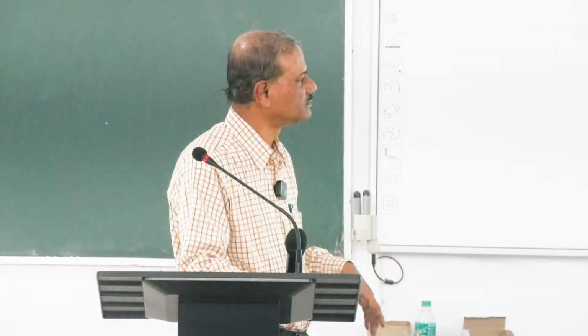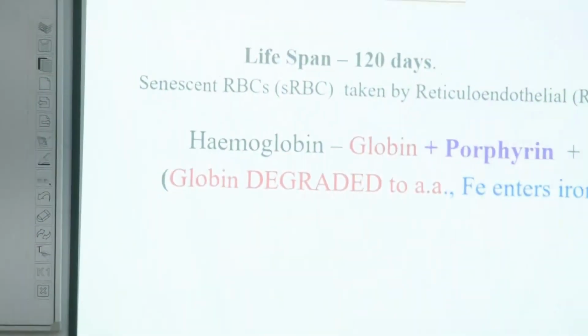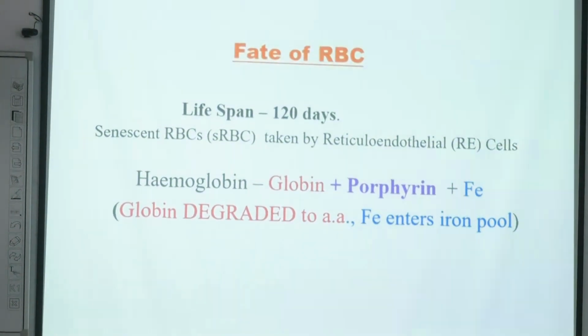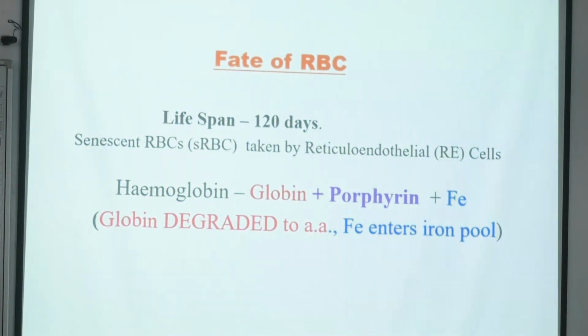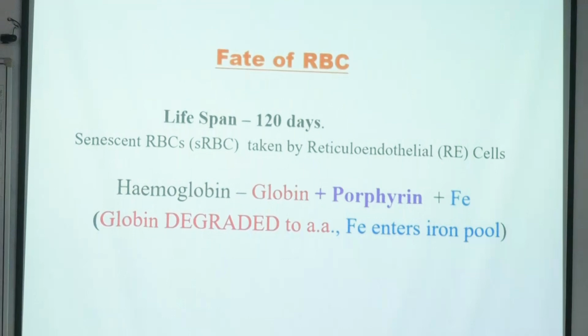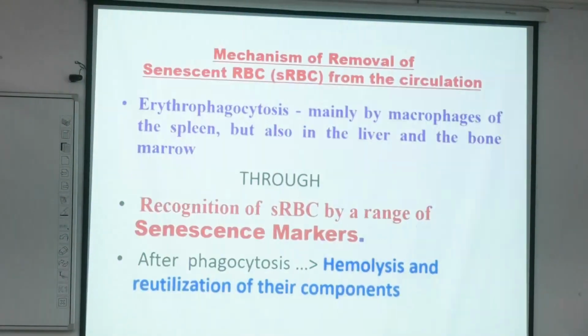So, as he told correctly, hemoglobin has two parts, one is globin and one is heme, which is composed of porphyrin and iron. Globin is a protein, so it will be degraded to amino acids and go into the amino acid pool. Similarly, iron will go into the iron pool, and the rest is porphyrin. That porphyrin will be broken down from heme.